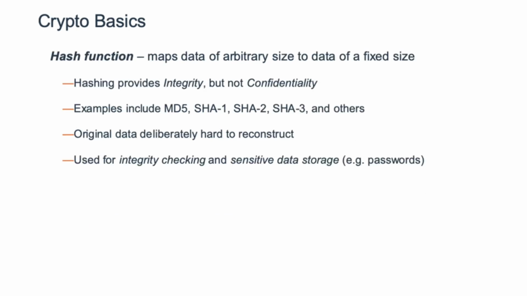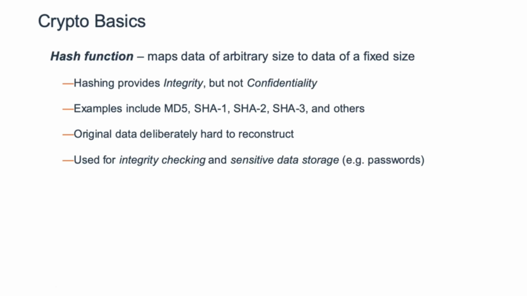Another important concept that we'll talk about is hash functions. They map data of arbitrary size to data of fixed size, and they work as a checksum of sorts. So they provide integrity guarantee, but not the confidentiality. So they have to be used together with encryption algorithms. So you probably have seen these algorithms before, use them in your work, MD5, SHA-1, SHA-2, SHA-3. The original data in these scenarios is deliberately hard to reconstruct.